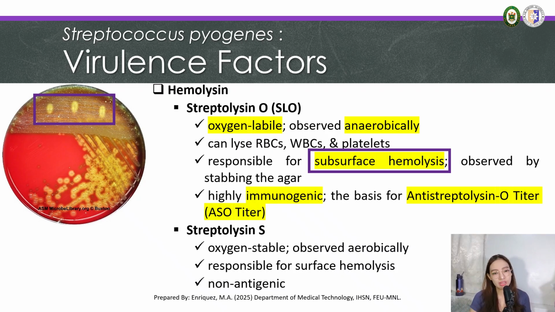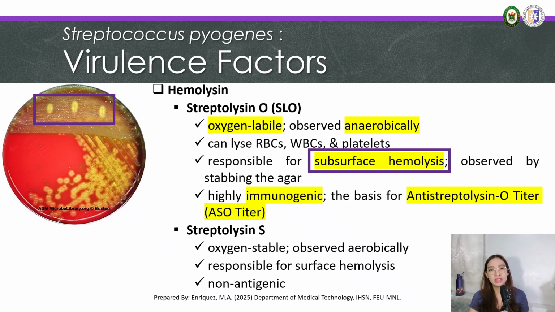So, if we were to look at this plate right here, simula po dito sa second hanggang third quadrant, na-observe natin na even if we did not stab the agar, we were able to observe na beta hemolytic pa rin yung organism, di ba po? So again, that is because of the action of streptolysin S. Alright, so this is observed aerobically. Hindi mo na kailangang gumawa ng anaerobic environment.